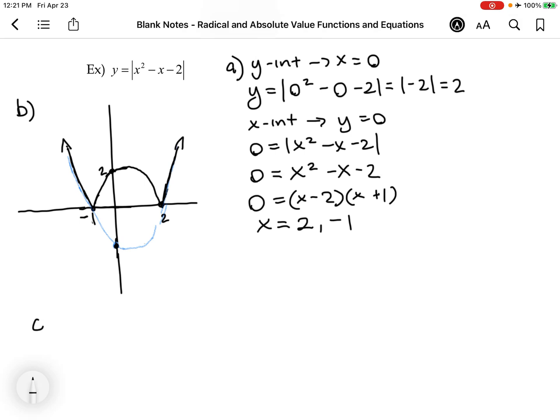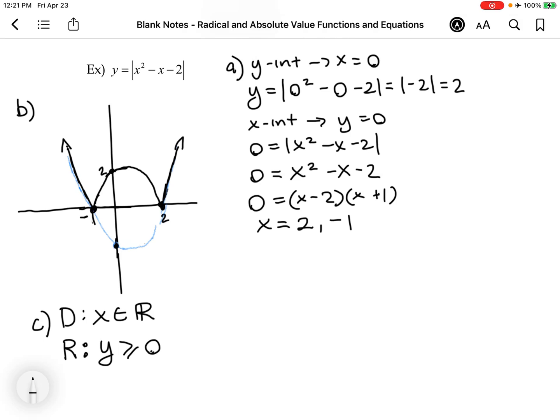Now for part C, domain and range. Again, we've got an arrow going left and an arrow going right. So for the domain, x is an element of the reals. And for the range, we have a lowest point. In fact, there's two of them, right here and here. And those are both when y equals 0. So our range is y is greater than or equal to 0.